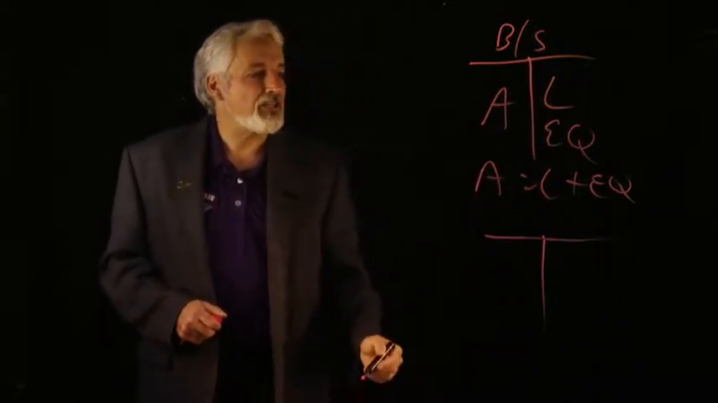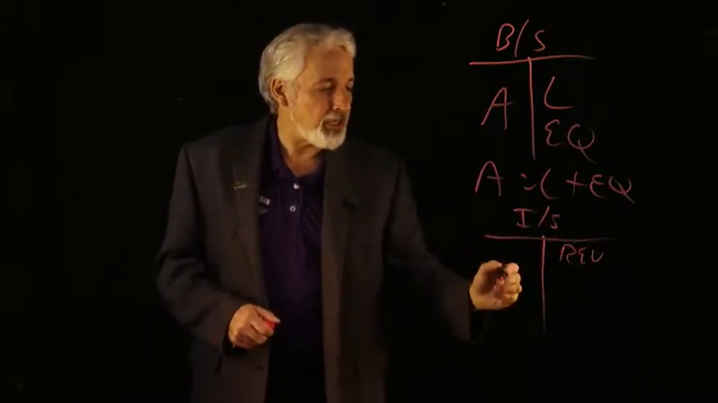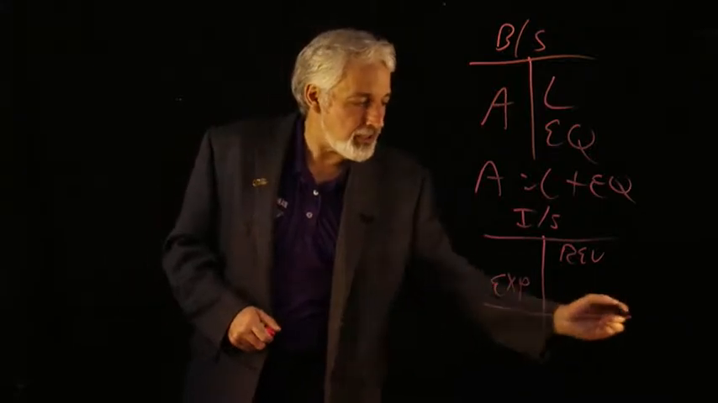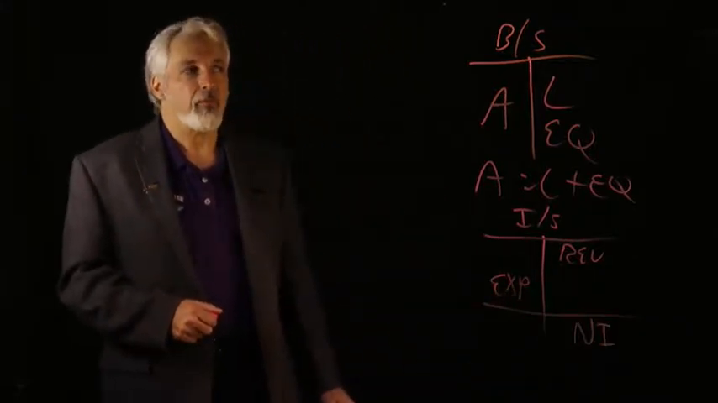We have our income statement. We have revenues on the credit side. We have expenses on the debit side. Ideally, a positive net income. We're good to go. Okay.